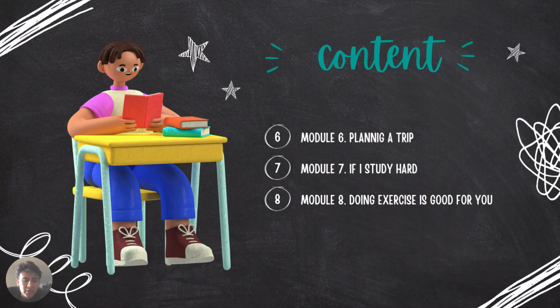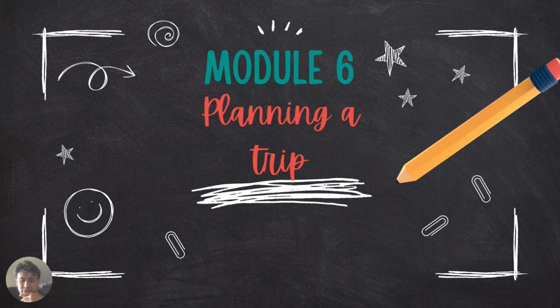We are going to explore Module 6, planning a trip; Module 7, if I study hard; and Module 8, doing exercise is good for you, covering topics like future plans, conditionals, and the use of gerunds.